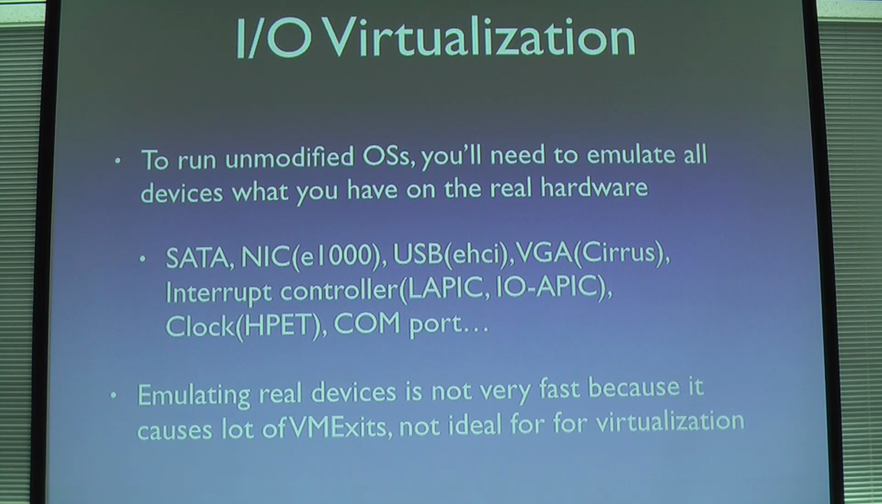You need devices whose drivers are available on guest operating systems, but emulating real devices is not very fast. If it's a very slow device, it doesn't matter, but if it requires very fast performance, it will be very bad. Why is it not very fast? Because it causes a lot of VM exits. VM exit is the hardware feature for switching, which I just described in the slide, and it's not ideal for virtualization.